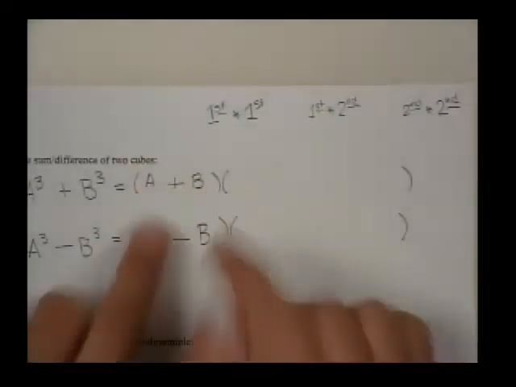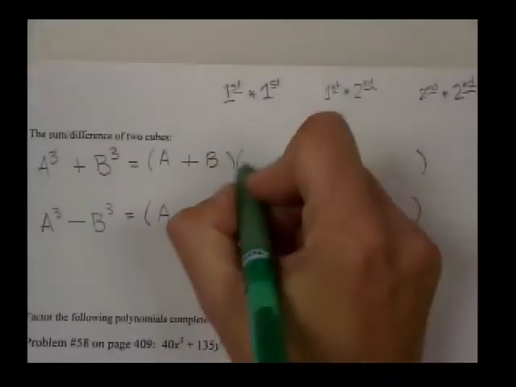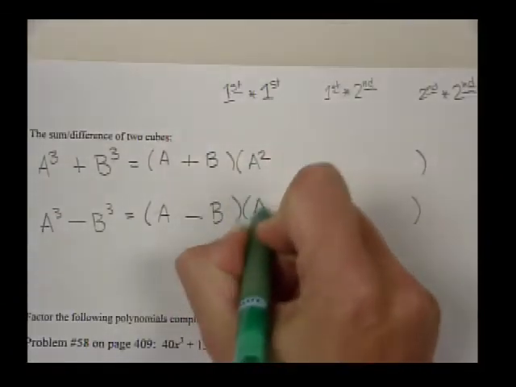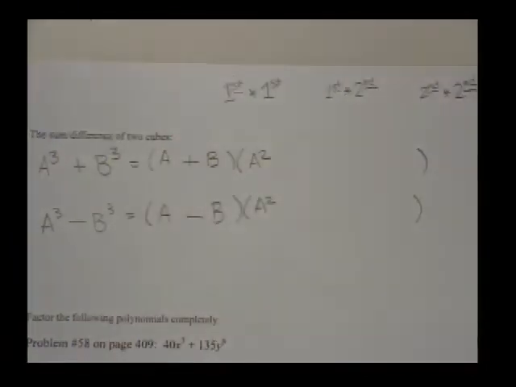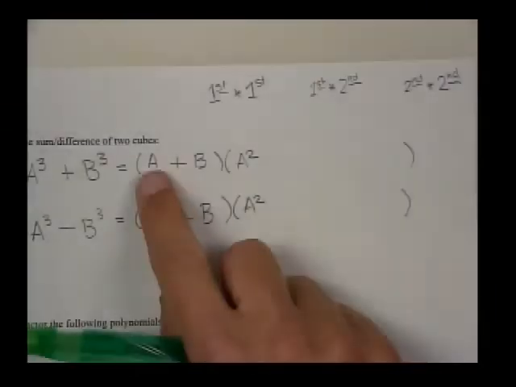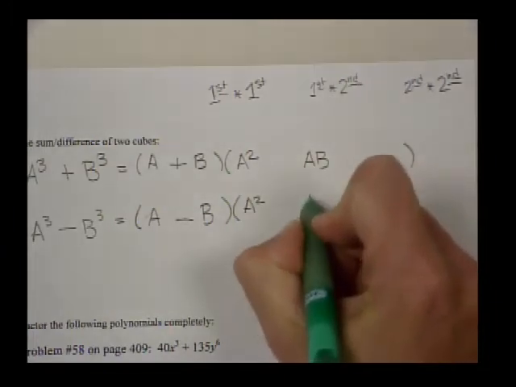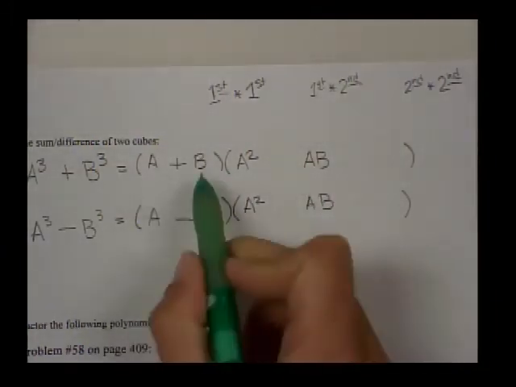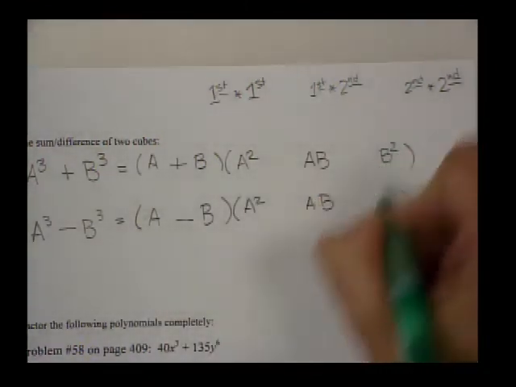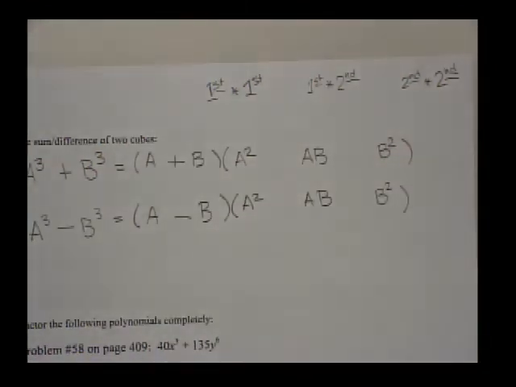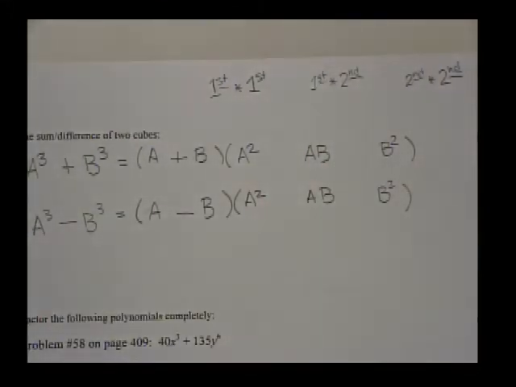Okay, so let's think. If you did first times first, if you did a times a, that's a squared. And that's the same for both of them. And then first times second would be a times b, and that's for both of them. And then second times second, so b times b, that's just b squared. And that's the same for both of them. Okay, so we have to figure out what the signs are in the second set of parentheses.